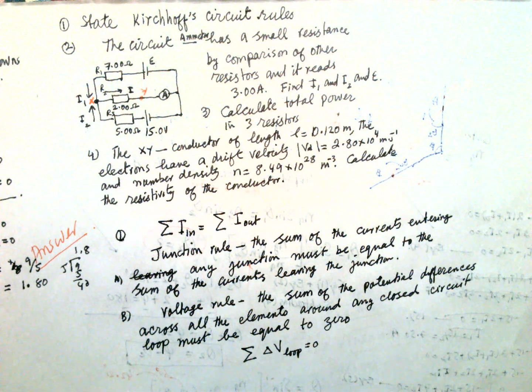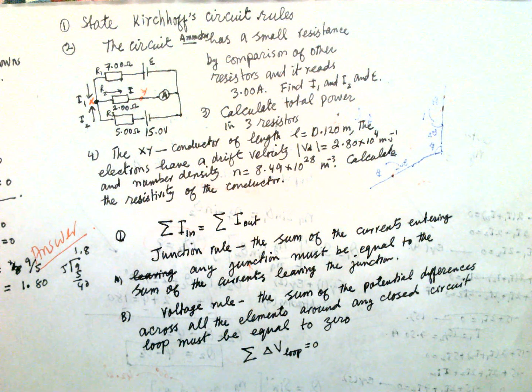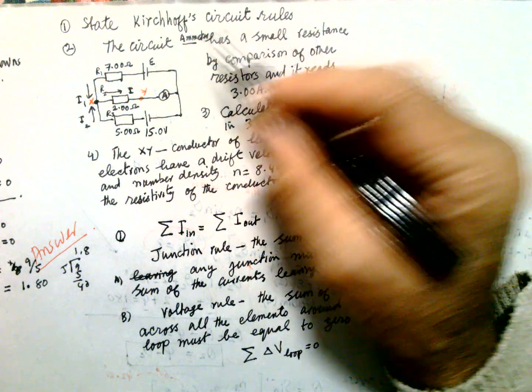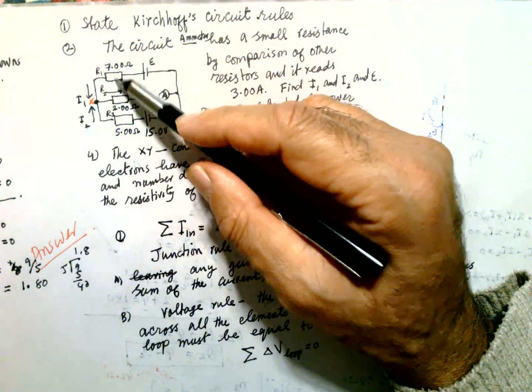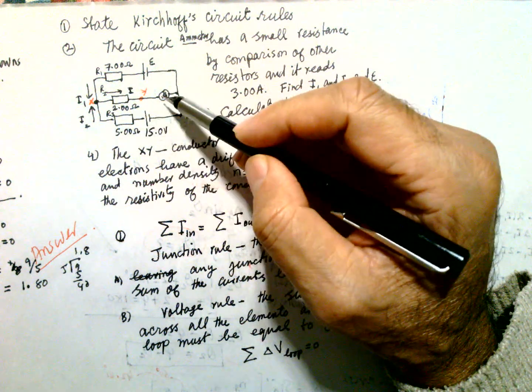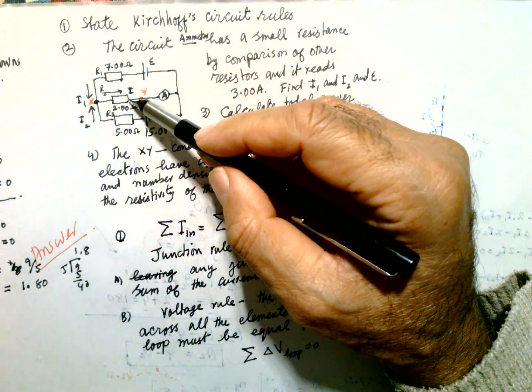Hello, physics. So this is a question from static electricity. Question one, state Kirchhoff's circuit rules. Number two, a circuit is given: three resistors in parallel, two EMFs, and one ammeter in series with R2.